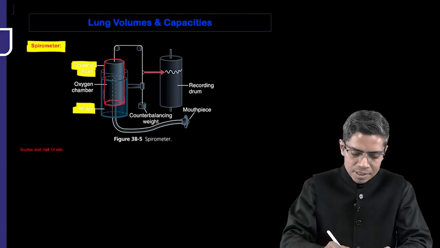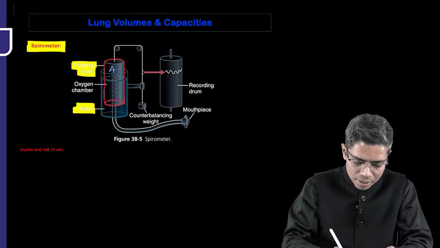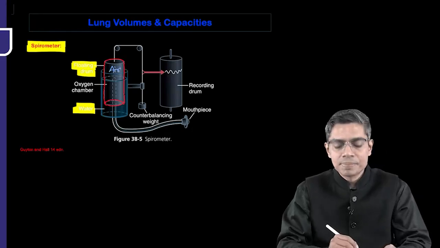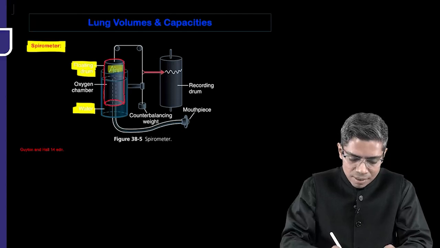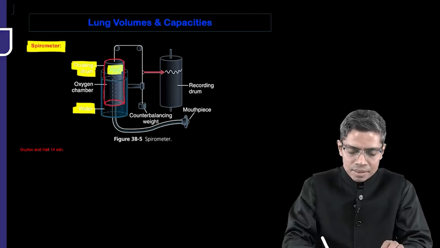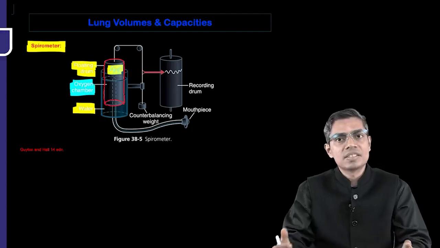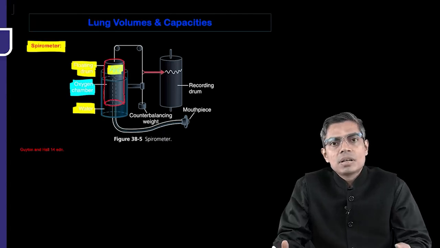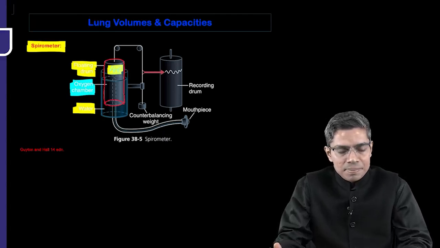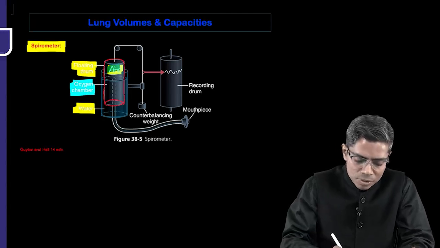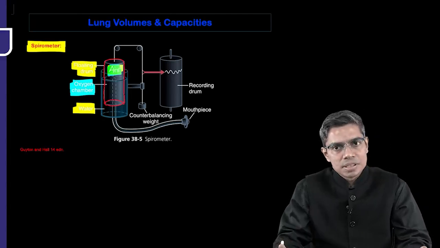Inside this drum, there will be air, normal atmospheric air will be present, or you can fill this drum with oxygen also. That's why it is written that this is oxygen chamber or normal air chamber. Whenever we record normal spirometry, we generally use the normal atmospheric air only rather than pure oxygen.